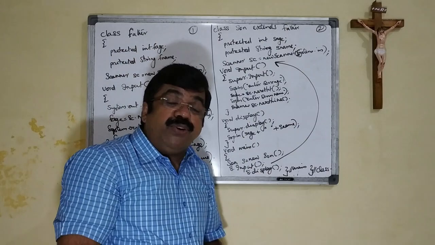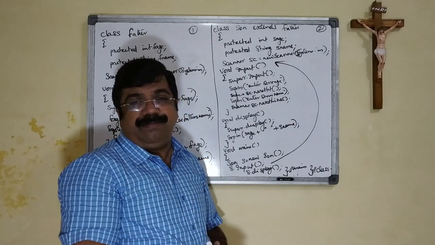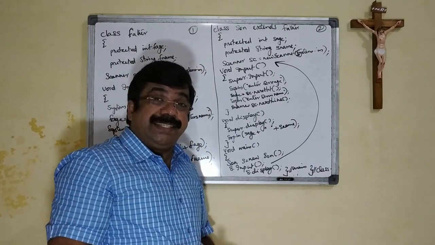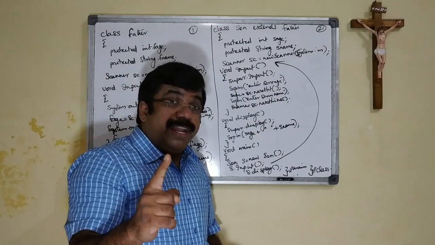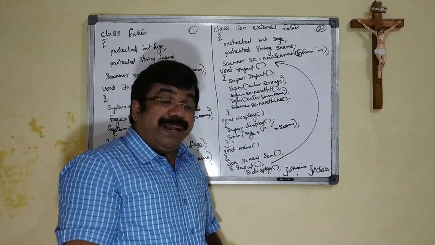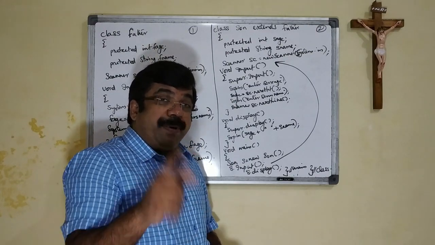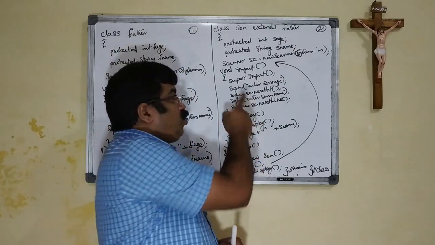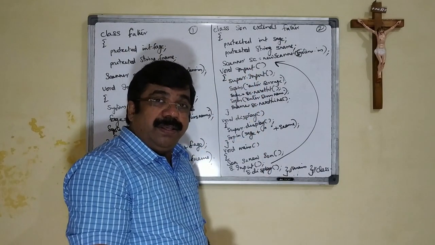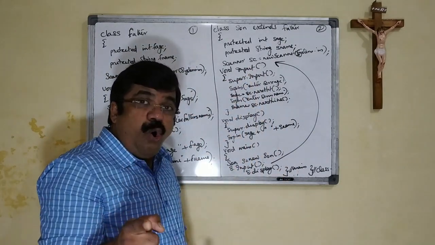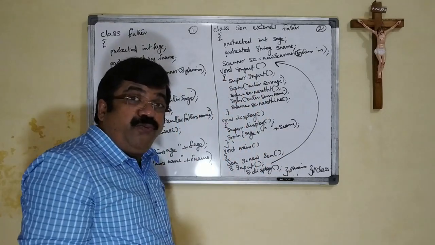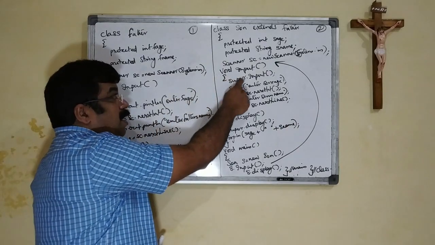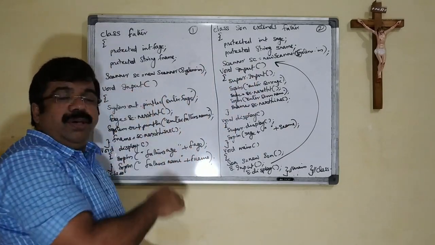Super.input. What is super? Super is a keyword to represent the base class, super class. We saw already, base class means super class. To represent the base class, we have the keyword super. So super.input. This function will call the input function of the base class. From here the call goes to this function.